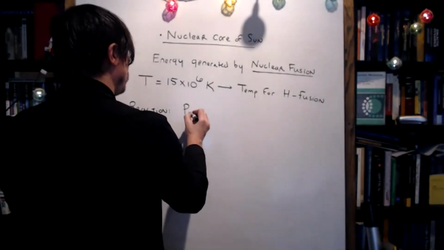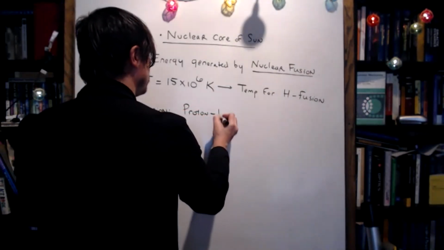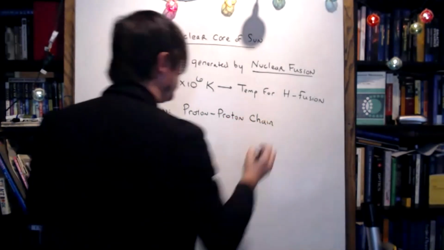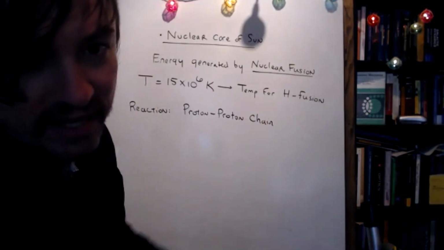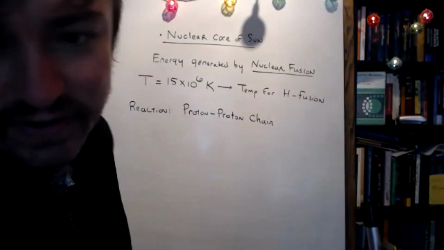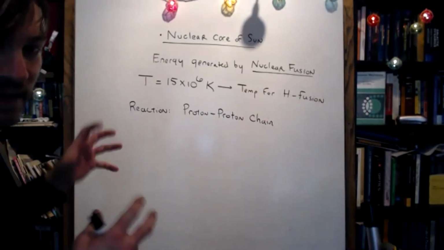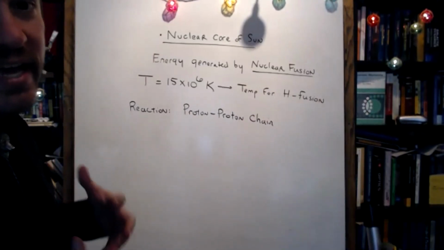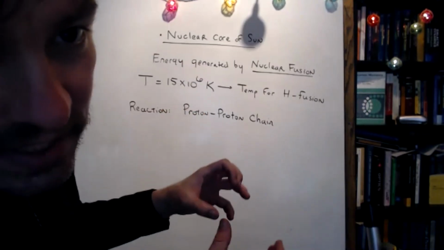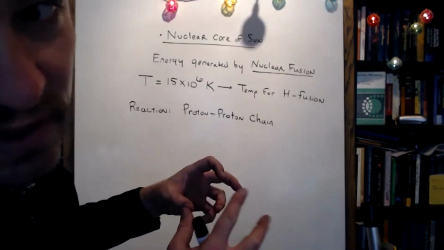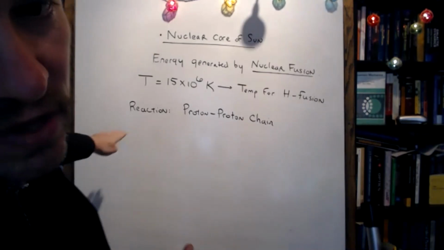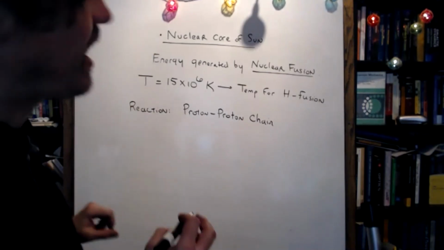The reaction is called the proton-proton chain, which is sometimes unimaginatively abbreviated as the PP chain. I kid you not. The proton-proton chain is a reaction in which 4 protons are going to come together to make 1 helium nucleus and release energy in the form of a gamma ray or 2 gamma rays. So let's start by writing down the net reaction.